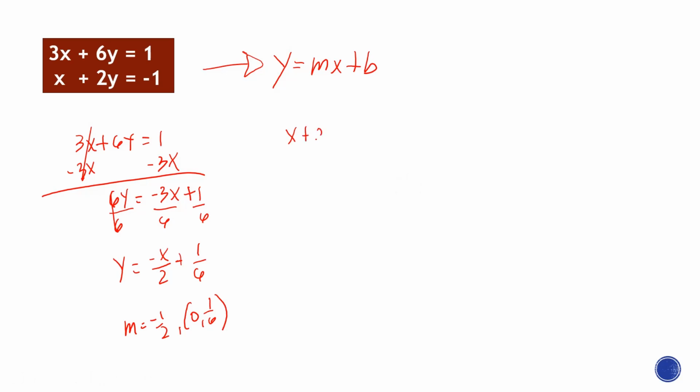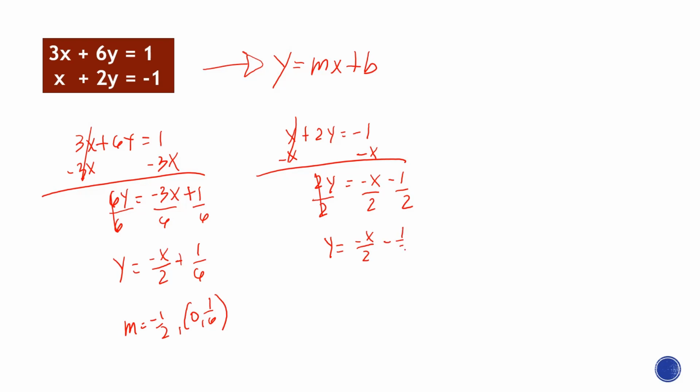For the second equation, okay, subtract x on both sides. So this is 2y equals negative x minus 1, then divided by 2. Y equals negative x over 2 minus 1 half. So we can see that our slope here is negative 1 half, and our y-intercept is at 0 and negative 1 half.